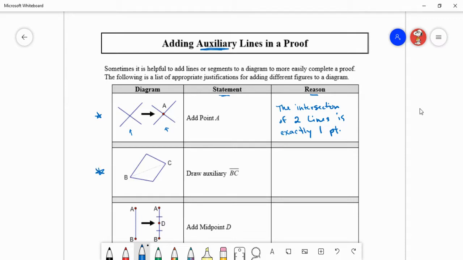Okay. The next thing, maybe we want to add just a line. So we want to connect some dots between some of the points that are already existing in our diagram. Our statement would read, just draw the auxiliary line and we'll name whatever it is. Typically when we draw auxiliary lines, we do make them dotted lines to show that they are additional from what was originally there, but it is okay to draw just a solid line as well. Now, our reason for just drawing a line is through any 2 points, there is exactly one line. Again, this was a very early postulate from earlier in the year.